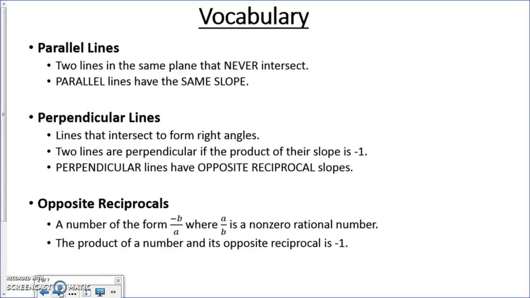Vocabulary. Parallel lines: two lines in the same plane that never intersect. Parallel lines have the same slope. This is very important.